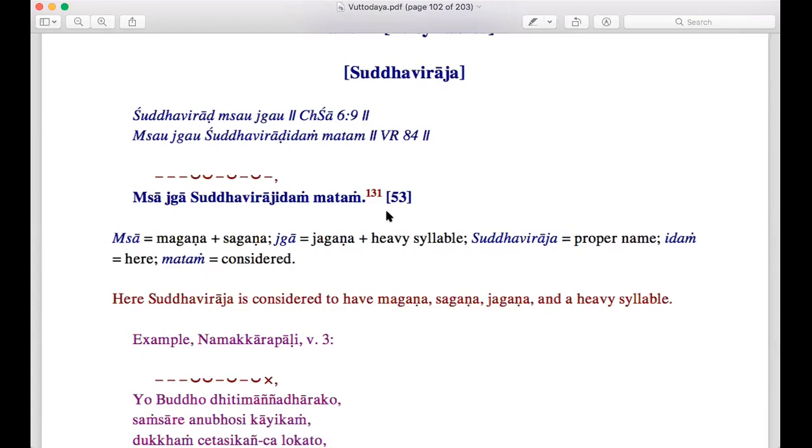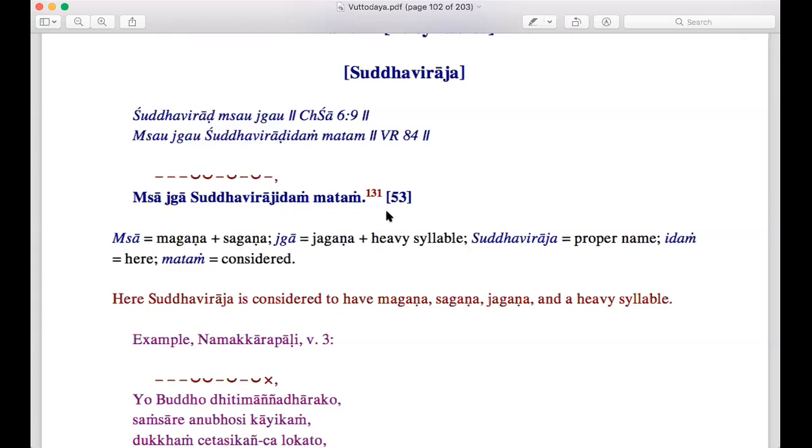Msachga Suddha Virajikam Matang. Matang, it's known as Suddha Viraja, sorry. Suddha Viraja Idang, right? Suddha Viraja Idang Matang. Idang, this verse is known as Suddha Viraja. The name is Suddha Viraja.